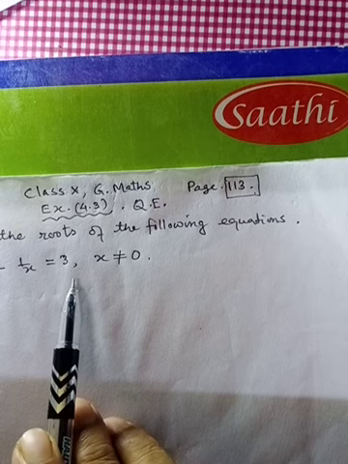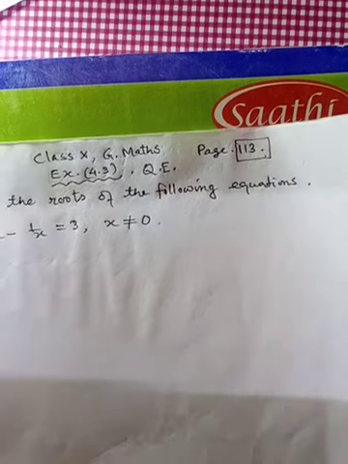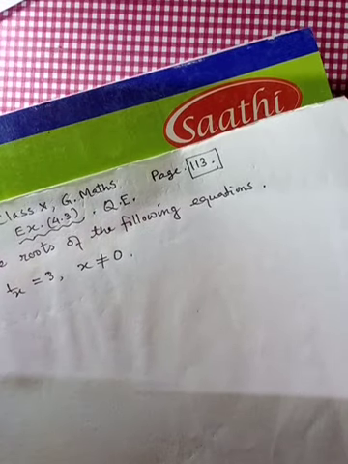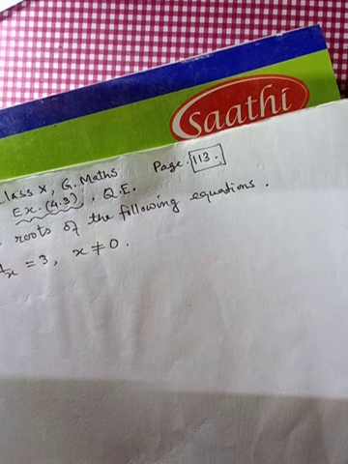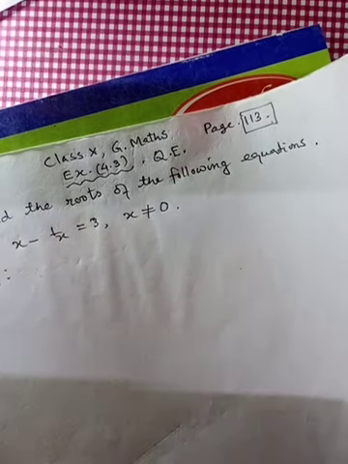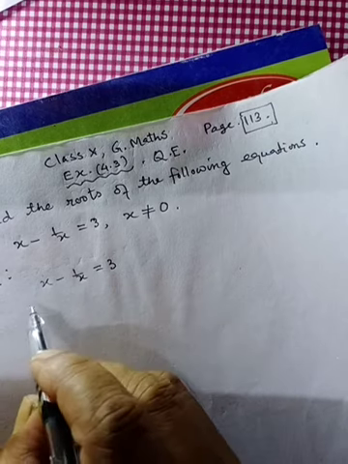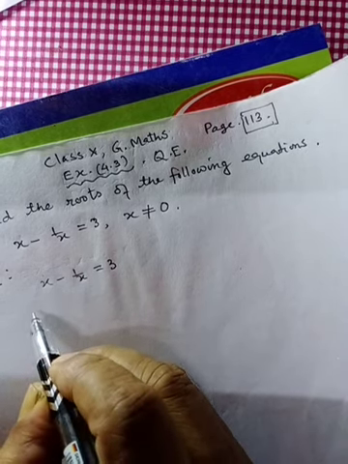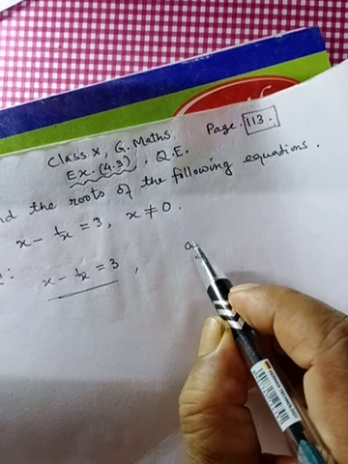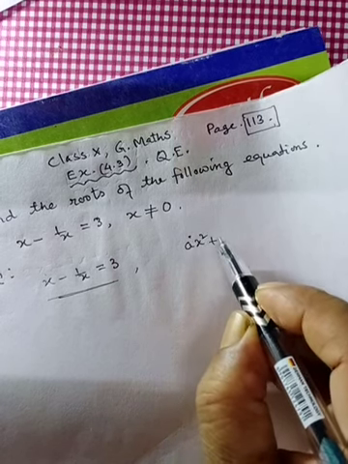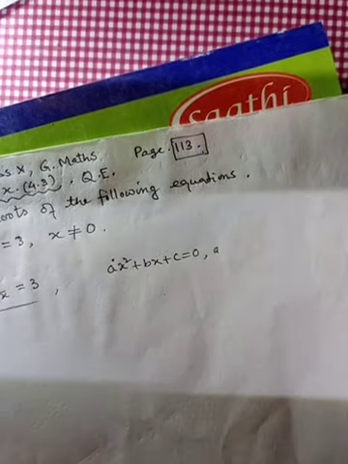So first of all, we have to make this equation into a quadratic equation, that is, in the form of ax square plus bx plus c equal to 0, where a is not equal to 0. x minus 1 by x equal to 3 is given.